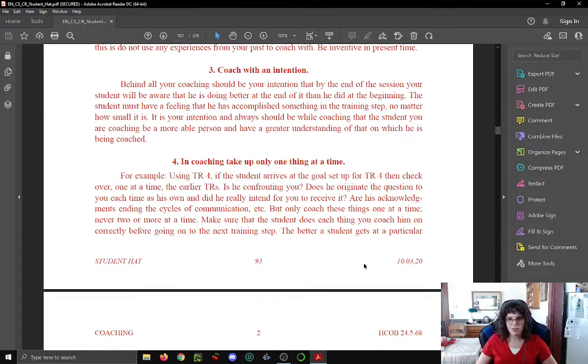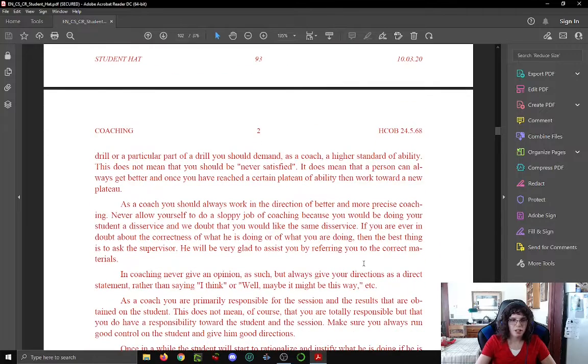Make sure that the student does each thing you coach him on correctly before going on to the next training step. The better a student gets at a particular drill or a particular part of a drill, you should demand, as a coach, a higher standard of ability. This does not mean that you should be never satisfied. It does mean that a person can always get better, and once you've reached a certain plateau of ability, then work toward a new plateau.